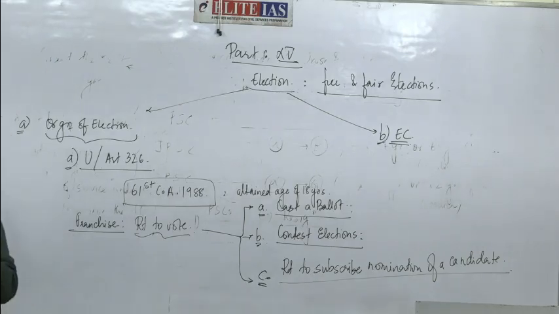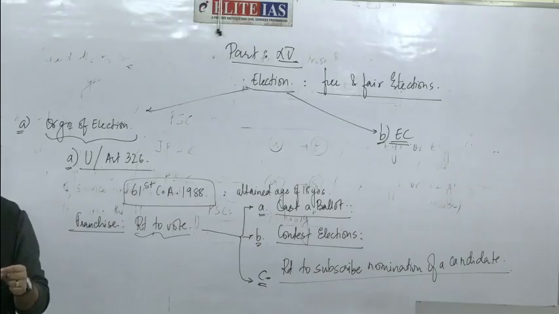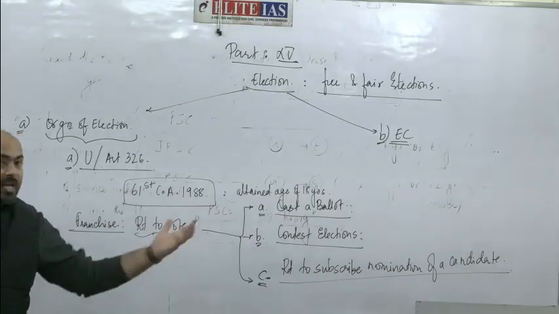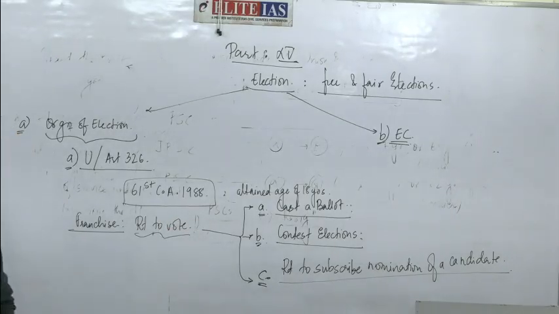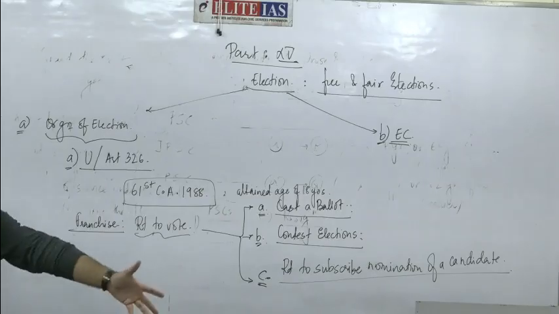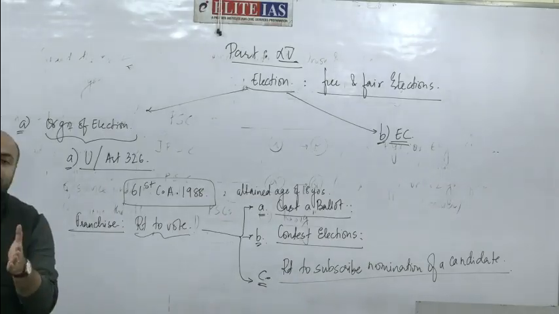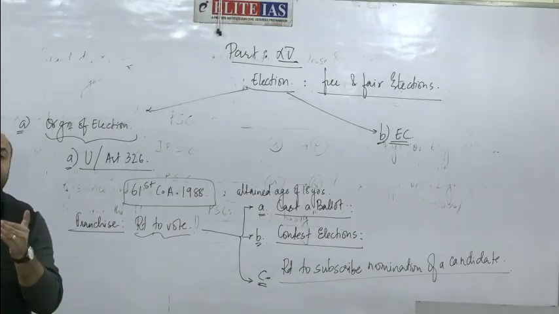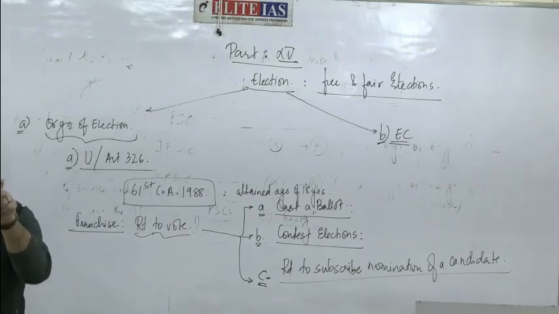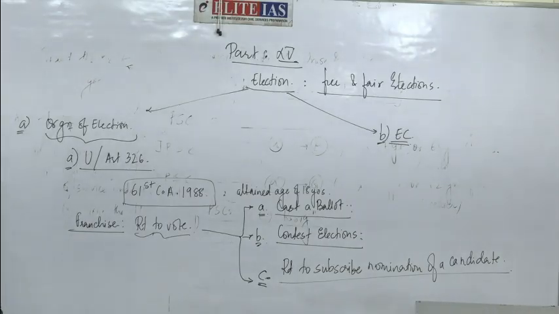Because if it provides us only the right to elect, it simply means that I am being forced to choose an individual despite the fact that I would not like to vote for any of them. The court agreed and directed the Election Commission to provide this NOTA option, None of the above. It was provided with this particular decision of the court.